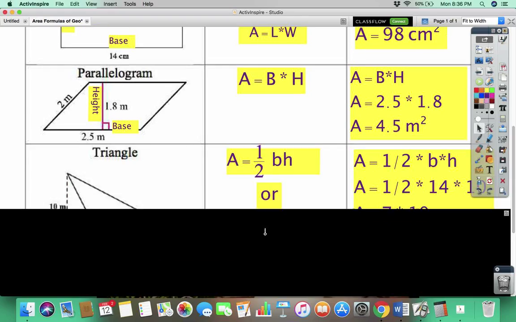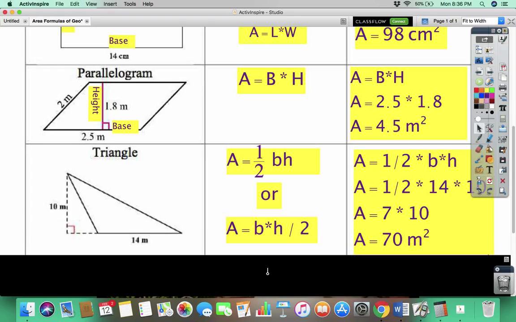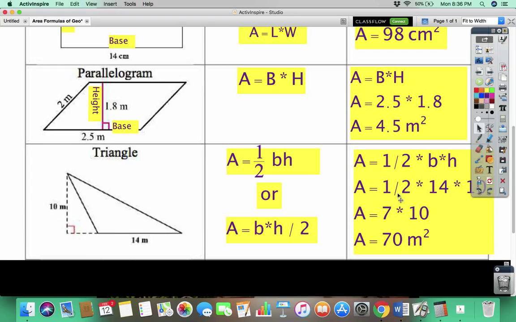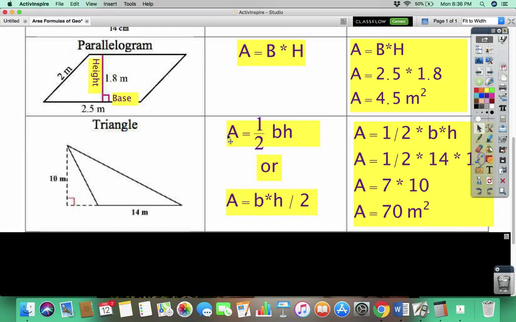So, last one for today. I know there's one more on here, but that's a different video entirely. So, for your triangle, this one can get a little tricky. I have a little saying that can help you out, but here's the formula. So the area is equal to half of the base times the height. Remember, we don't need the little star in there to show times.